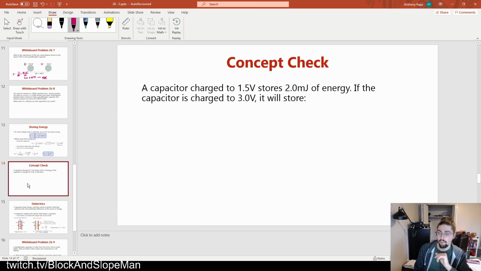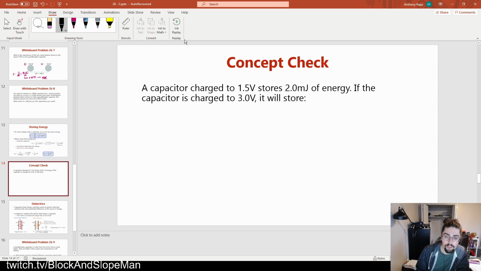So, quick concept check. I've got a capacitor. I put 1.5 volts on it, and I record that it stored 2 millijoules of energy. If I disconnect it, discharge it, hook it up to a 3 volt capacitor, how much energy is on it now?